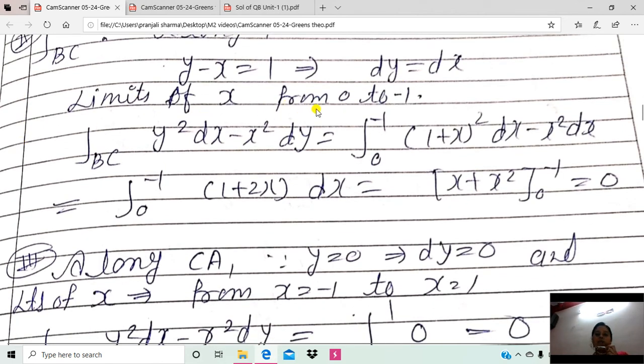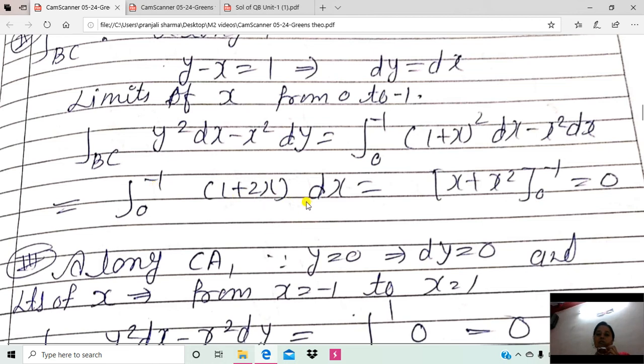The limits of x will be from 0 to minus 1, and in place of y we have to put 1 plus x, so y square will be 1 plus x whole square dx, and in place of dy we have to put dx, and when we take dx as common, the integration will be, here we have to use the formula of x plus 1 whole square, which will be x square plus 2x plus 1, and minus x square, it will be 2x plus 1 dx, and the limits are from 0 to minus 1.